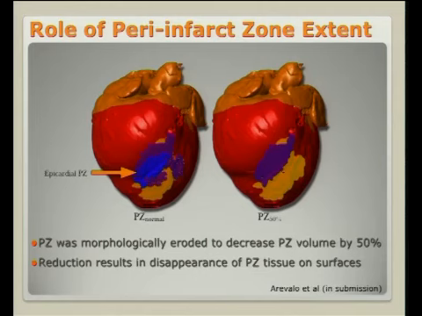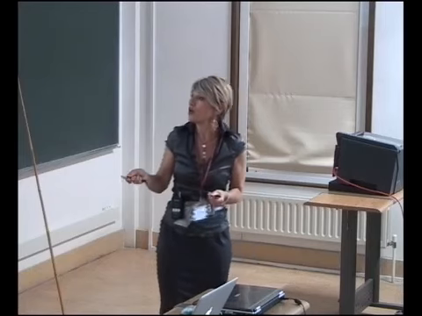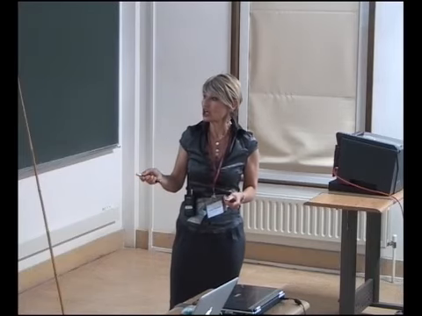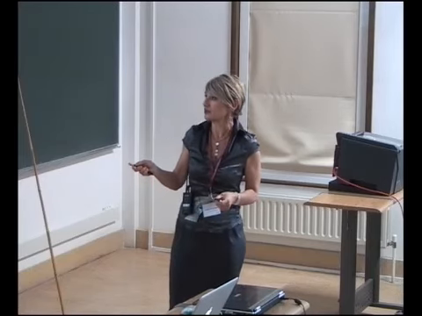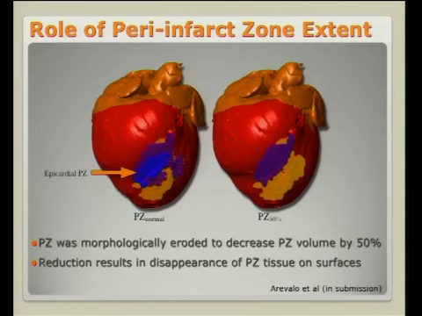So then it is very important to understand that the dog has a very large epicardial border zone. So in order to relate that to the human, which has a smaller epicardial border zone, what we did is we morphologically eroded the peri-infarct zone and decreased its volume by 50%. Morphological erosion is an operation by which you preserve the shape of the region, you just decrease the volume.